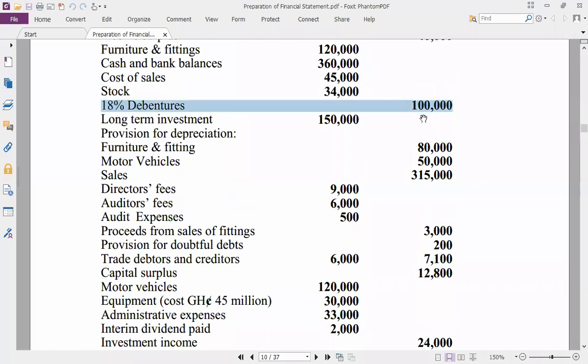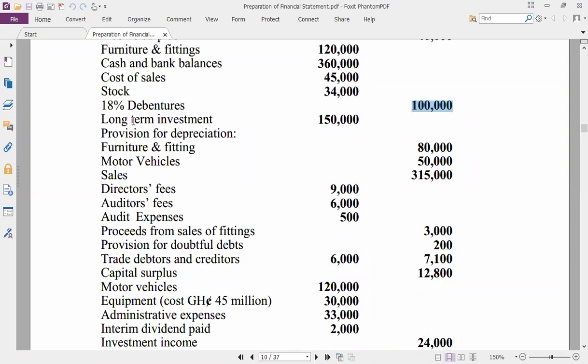18% debenture. The value is what? 100,000. This is the principal. 100,000 is the principal loan, or the principal value of the loan. It is the actual amount credited or picked from the bank. Fine.